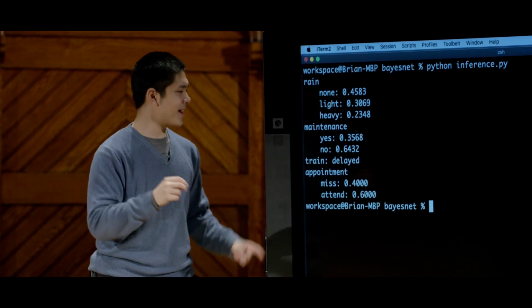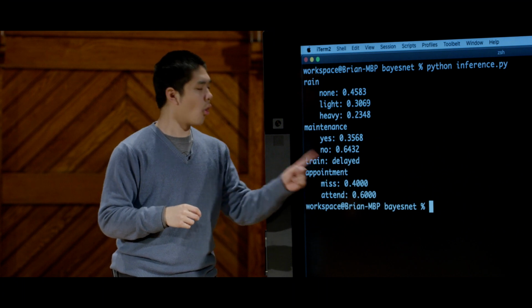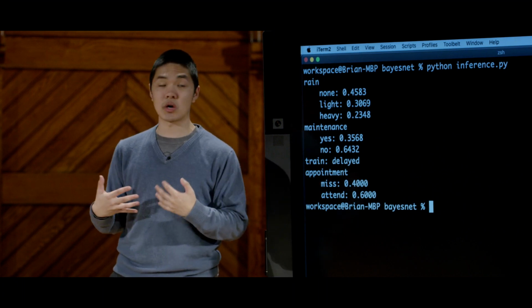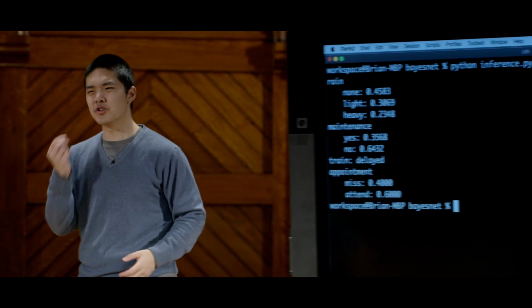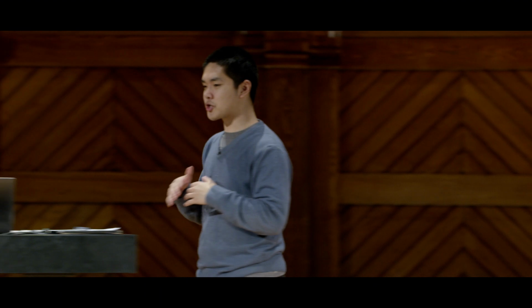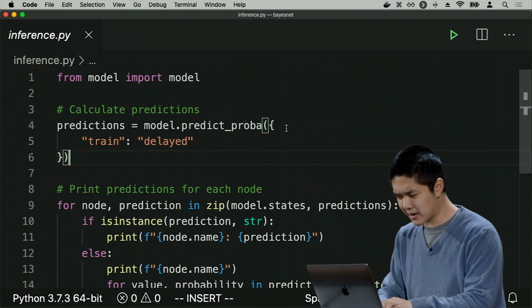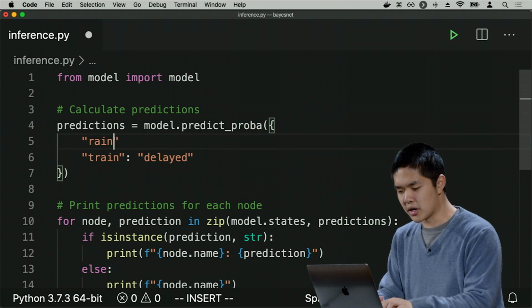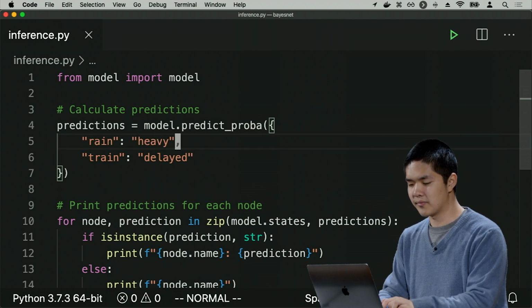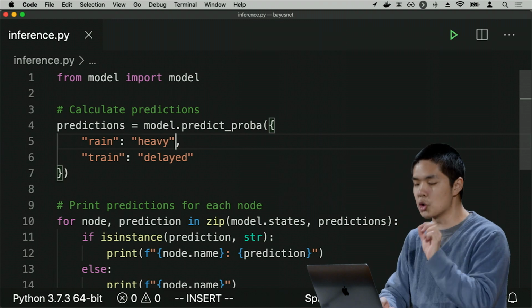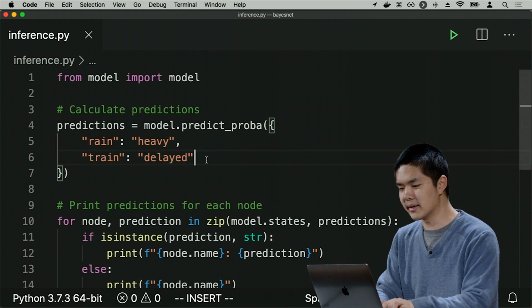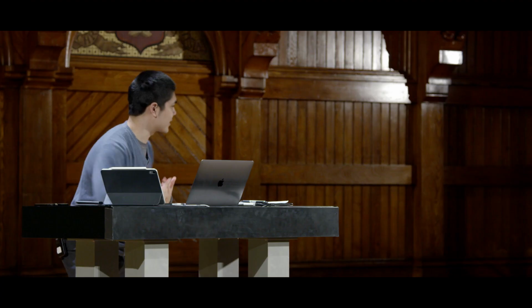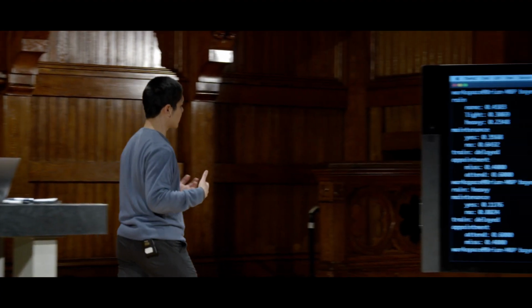Now, we know that whether I attend or miss the appointment is only dependent upon the train being delayed or not delayed. It shouldn't depend on anything else. So let's imagine, for example, that I knew that there was heavy rain. That shouldn't affect the distribution for making the appointment. And indeed, if I go up here and add some evidence, say that I know that the value of rain is heavy, that is evidence that I now have access to. I now have two pieces of evidence. I know that the rain is heavy, and I know that my train is delayed. I can calculate the probability by running this inference procedure again and seeing the result.